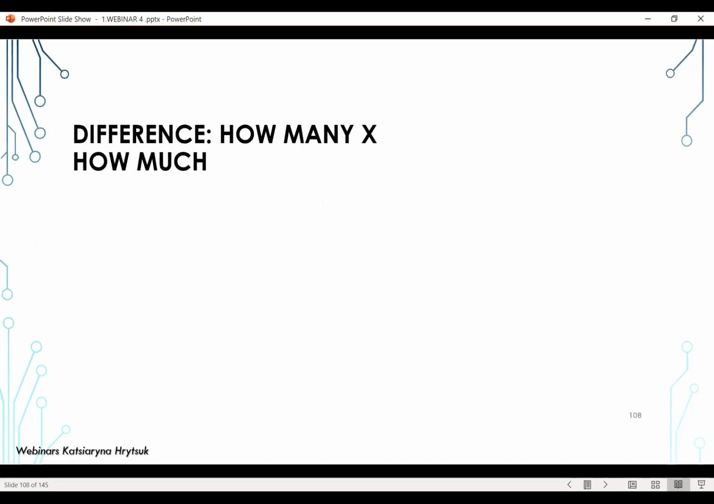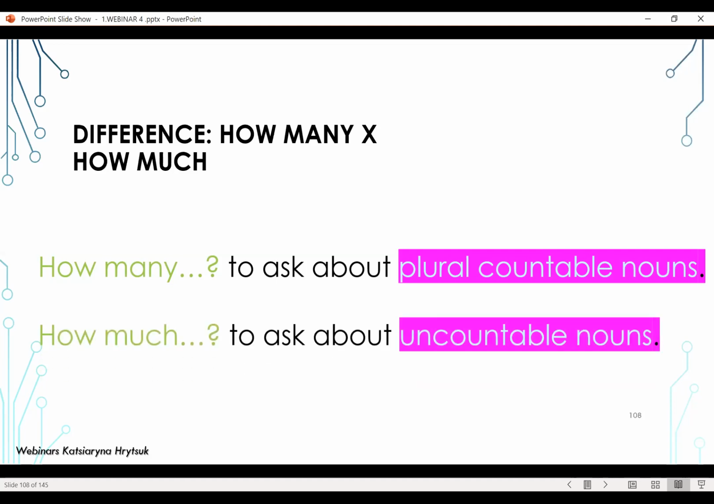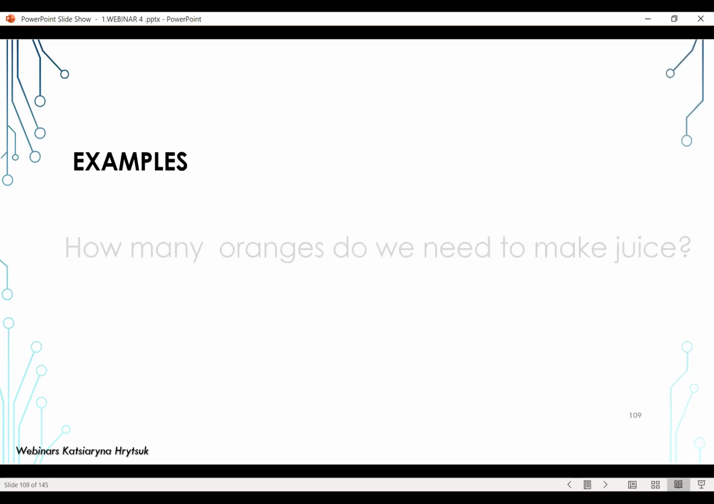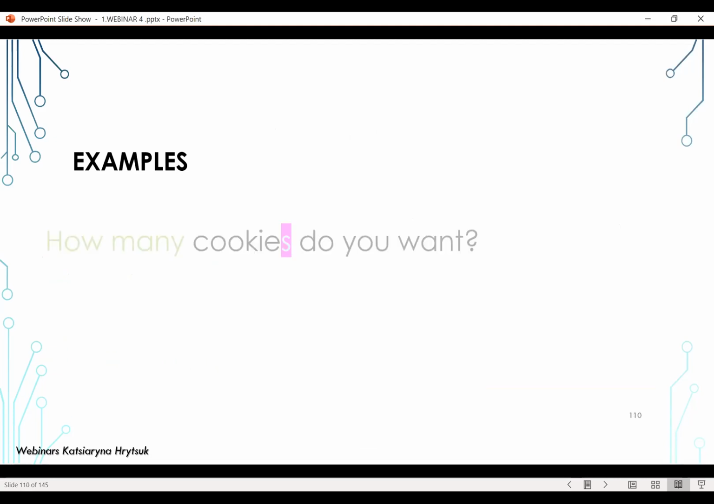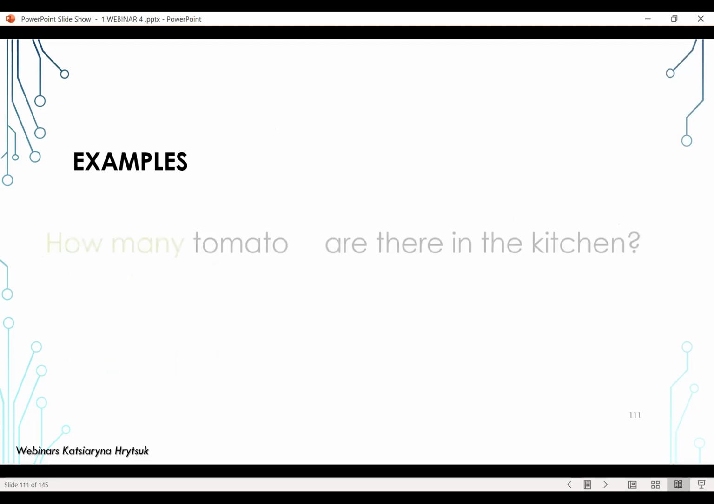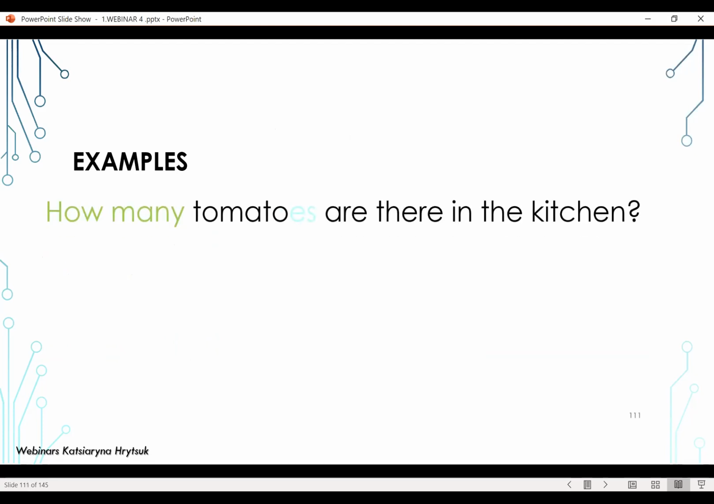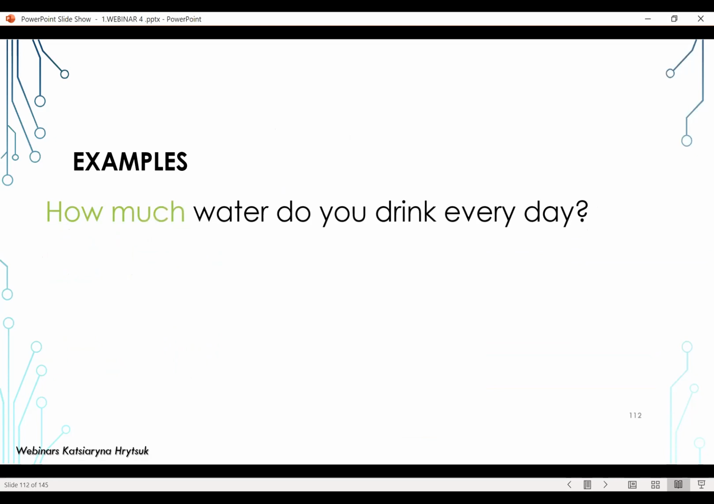Next, the difference between how many and how much. You know it. How many, plural, countable. How much, to ask about uncountable nouns. So how many oranges do we need? How many cookies do you want? How many tomatoes are there in the kitchen? So countable.